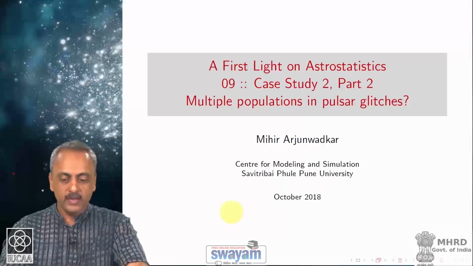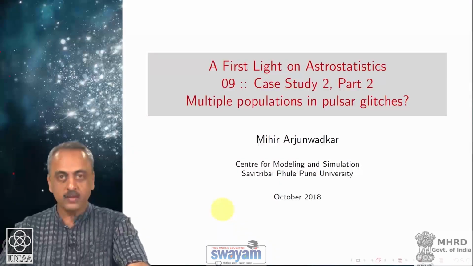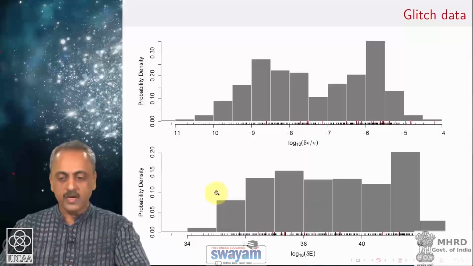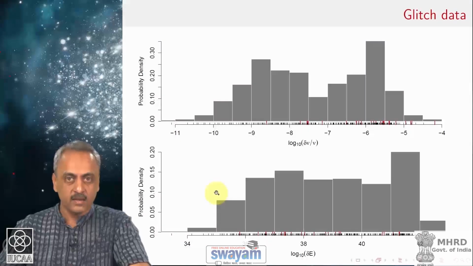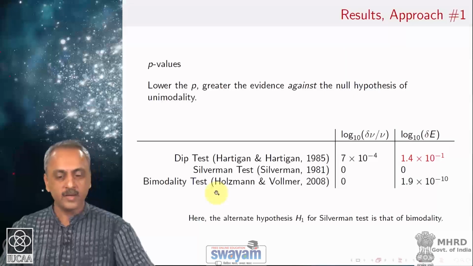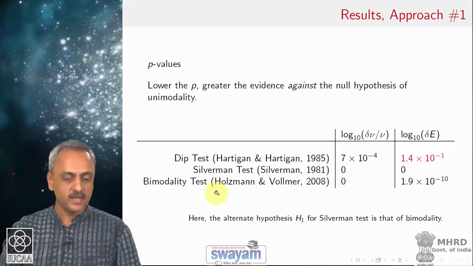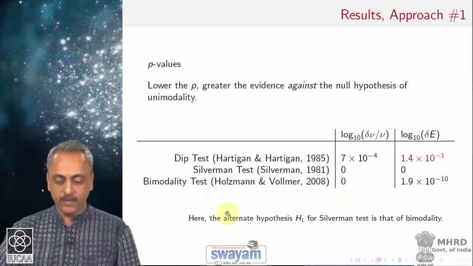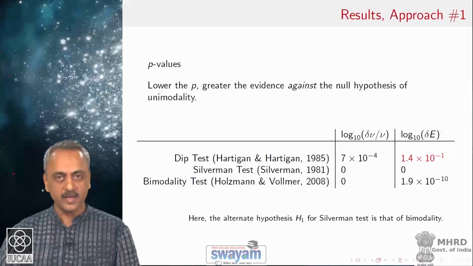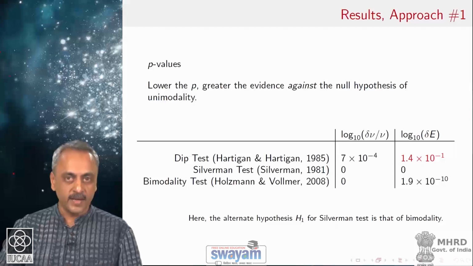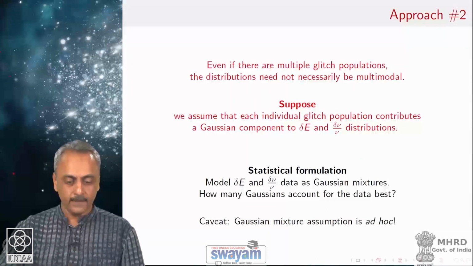Okay, let us continue with the second part of the previous session. This is about multiple populations in pulsar glitches, a continuation from part 1. So, we started off with these two data sets. We looked at how the problem could be formulated in terms of the standard hypothesis testing formalism. We looked at some of these results, almost all of them except this one, suggesting more than one mode in the glitch magnitude distribution and energy distribution.